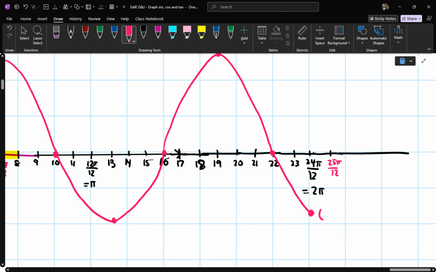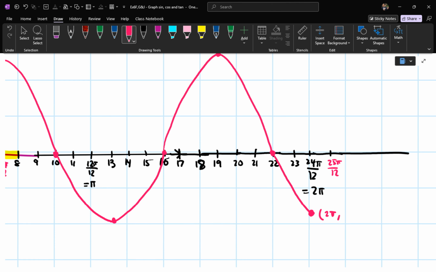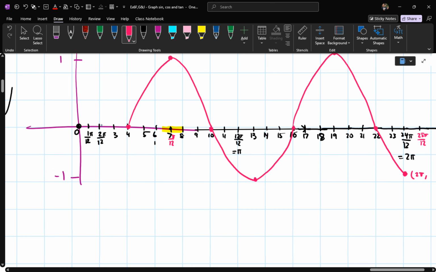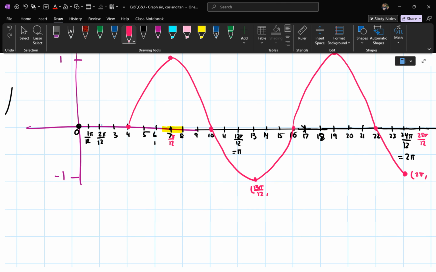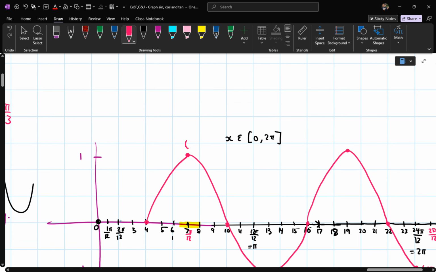So this is the endpoint where it's at 2 pi, and we don't know what the y value is yet. But we know it's not the minimum. Whereas this one, we know at 13 pi on 12, it should have been at -1. And same thing up here. We knew the maximum was at 7 pi on 12, it should have been at 1.